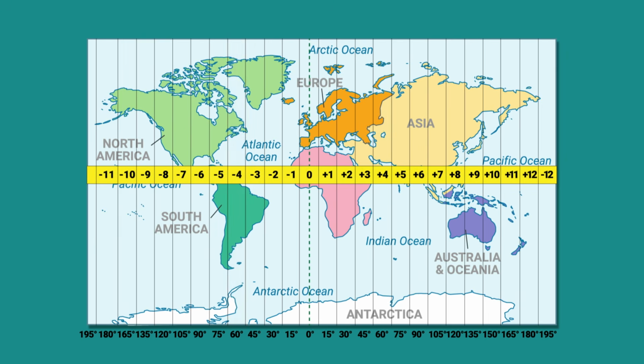The international date line is an imaginary line lying 180 degrees in the line of longitude on the opposite side of the Earth to the prime meridian. This line separates one calendar day from another.